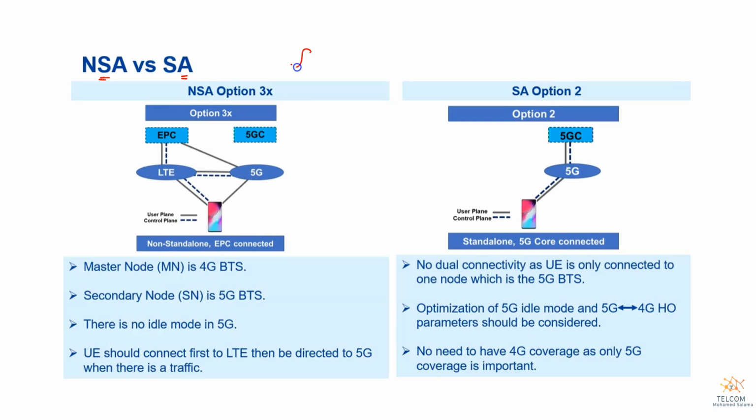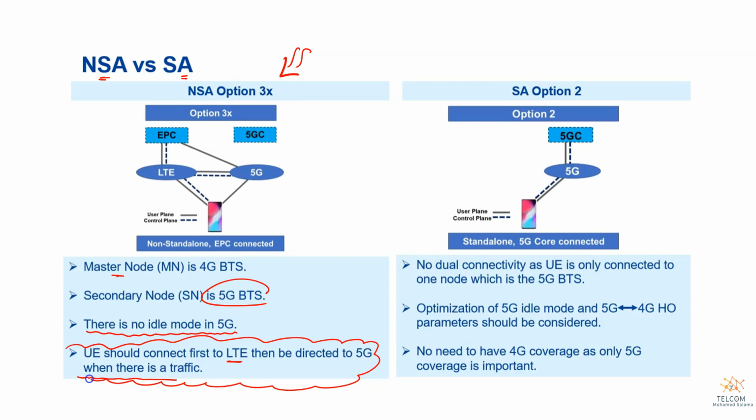Okay, that's what we talk about. NSA option 3X: the master node is a 4G BTS, the secondary node is a 5G. There is no idle mode in 5G for option 3X. The UE should connect first to LTE, then be directed to 5G when there is traffic, and we will talk about this in much more detail. Don't worry.